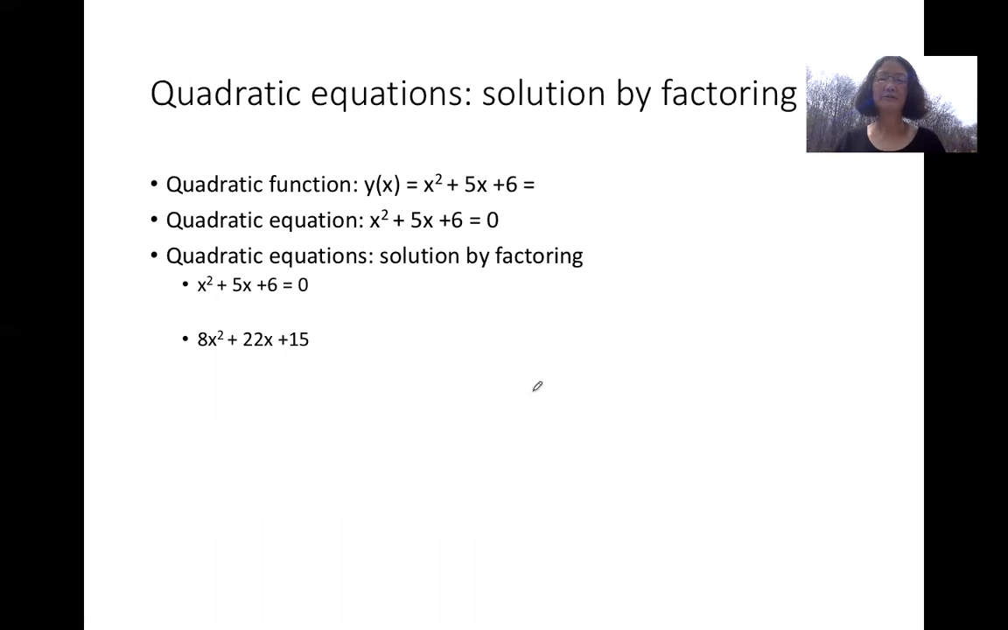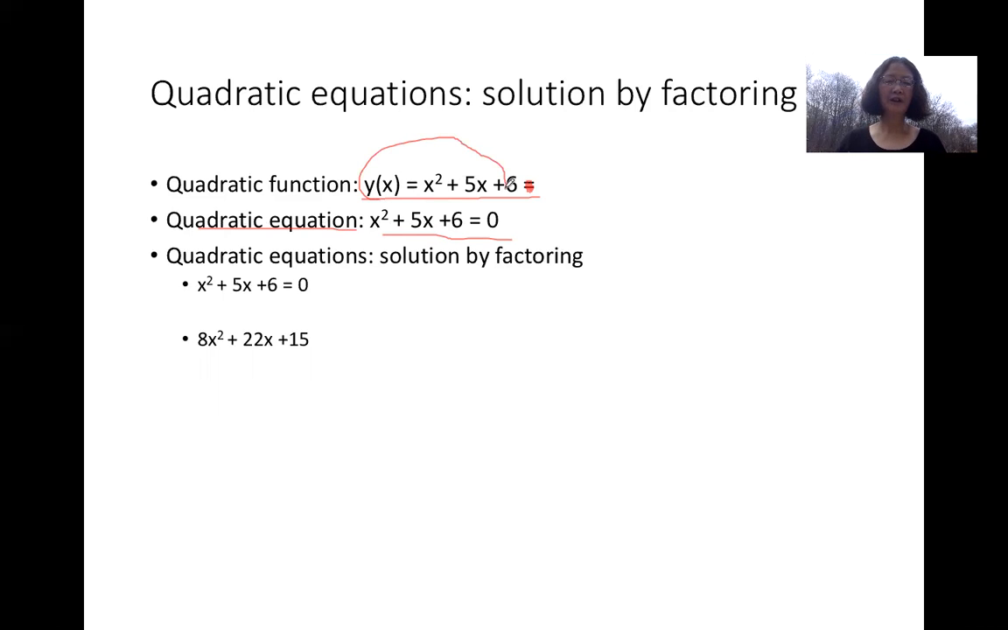So let's take a look at quadratic equations, solving by factoring. The quadratic function is in the form of y(x) equal to ax squared plus bx plus c. And in this case, a equal to 1, b equal to 5, c equal to 6. So this is the function, okay? Sorry, there should be no equal sign here. This is the function. And if you let this function equal to 0, that is the quadratic equation, okay? So for this example, this is an equation. Without equal to 0, this is a function, okay?